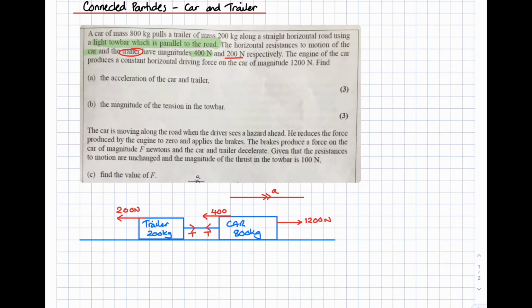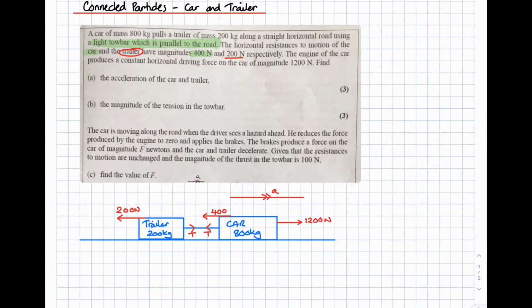Now if you're ever confused how to actually start a question like this, it might be better just to set up the 3 equations of motion for each of the 2 particles and the whole system. Okay, now I'm just going to quickly do that just to show you exactly what it looks like. So the first thing is we're going to look at all the forces acting on the trailer. So how many forces are there acting on the trailer?